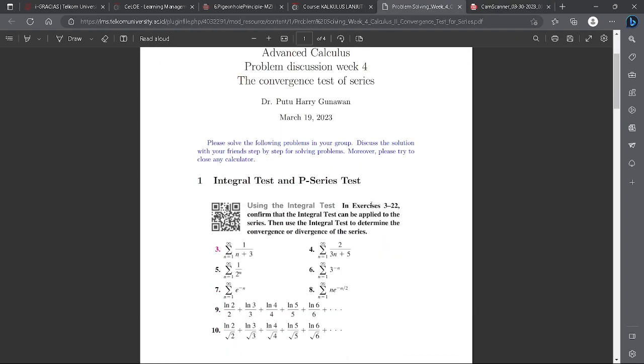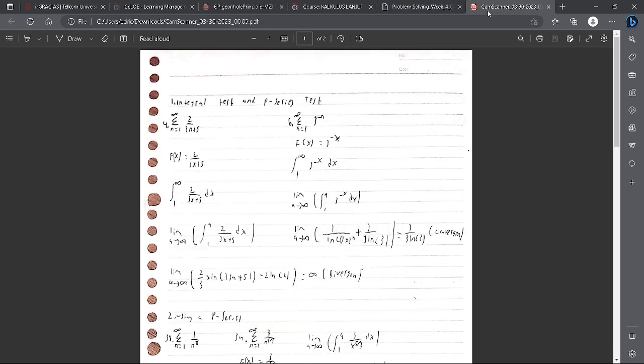The next problem is from page 1, integral test and p-series test. Number 6 is the sum from n equals 1 to infinity of 3 to the power minus n, and this is my result.